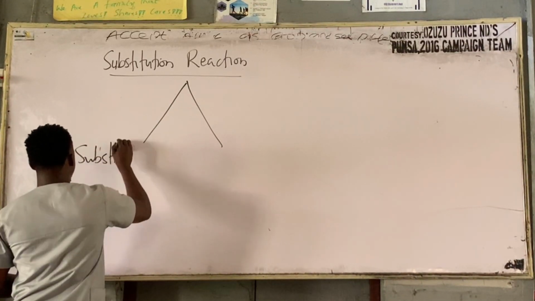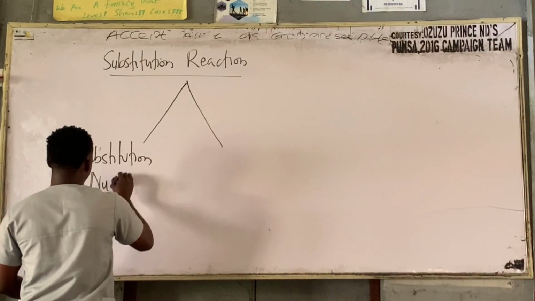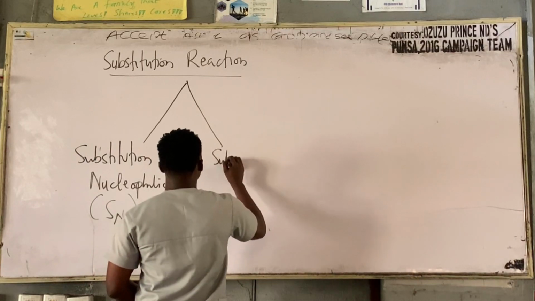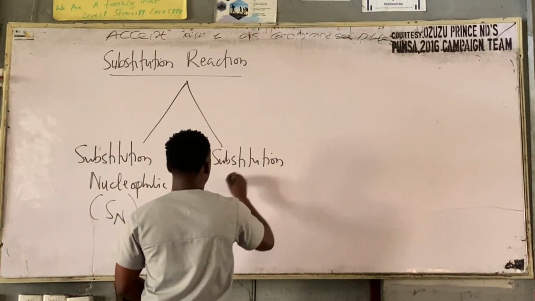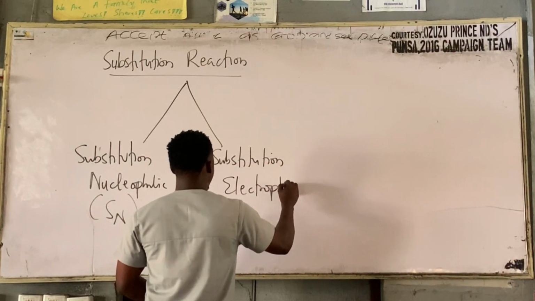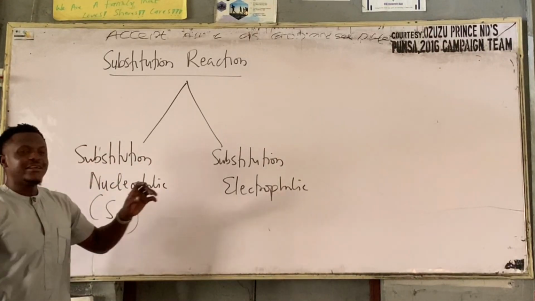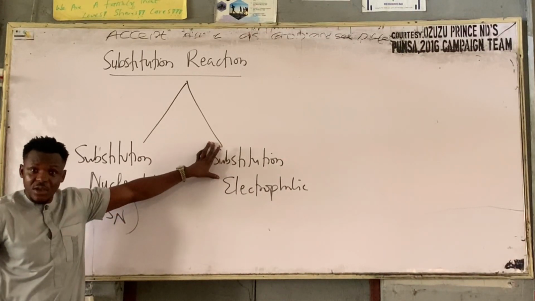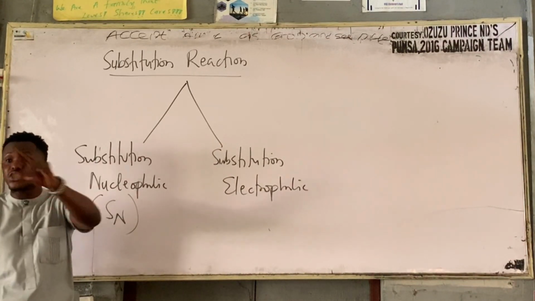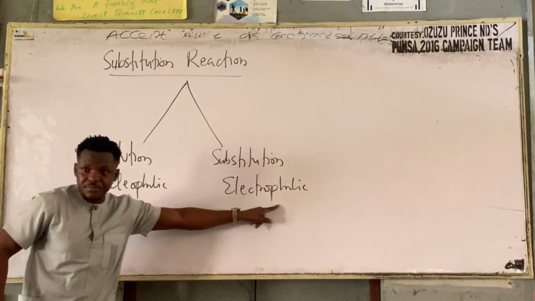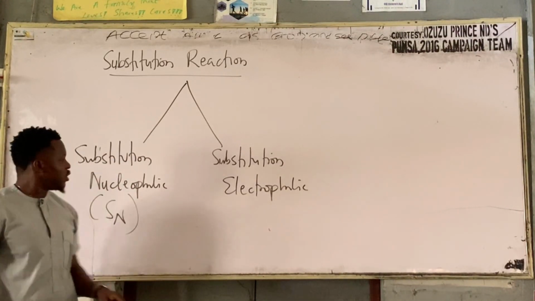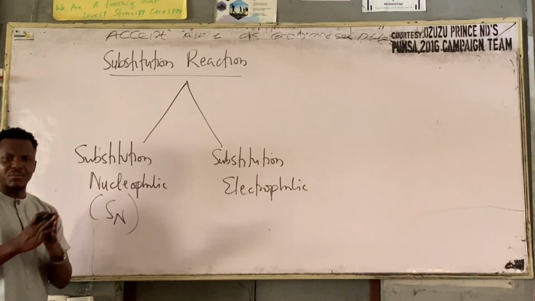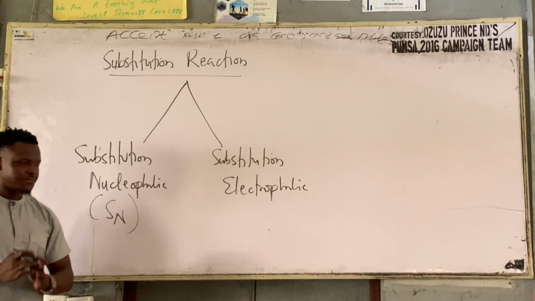So if I say substitution reaction is divided into two, we have substitution nucleophilic, that is the SN, and substitution electrophilic. Now, this particular one, we are going to treat it when we get to benzene ring. Benzene undergoes substitution reaction, but it is what? Electrophilic. So the one we are going to be talking about now is what? Electrophilic. Now, I don't want to start writing any stuff on the board. I just want to explain it so that you understand.